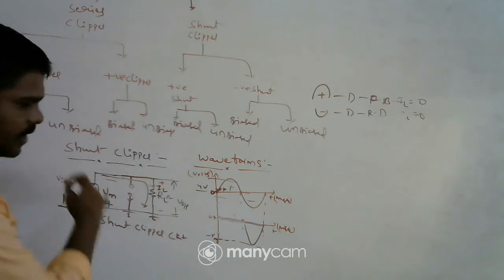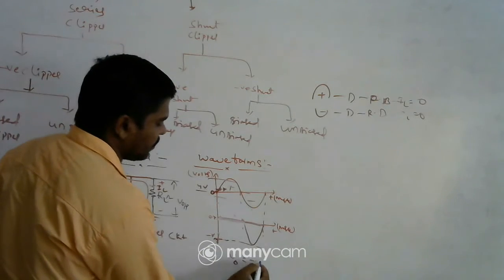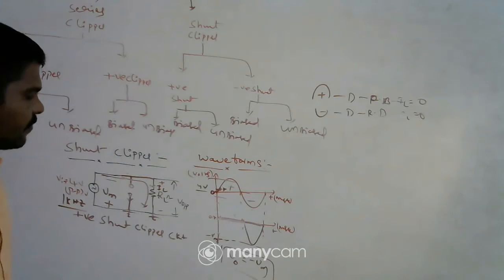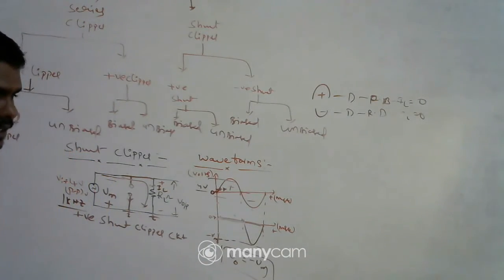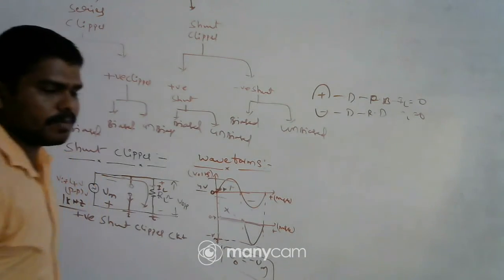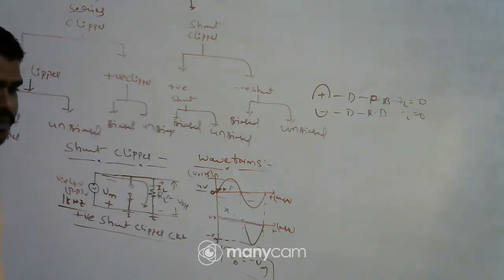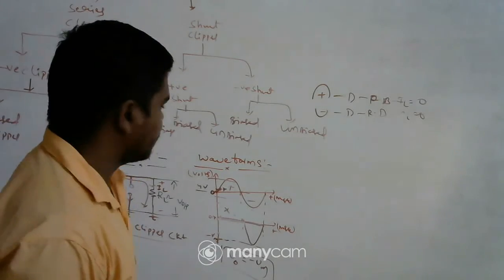Ideally, let us assume the diode is an ideal diode. So now the output voltage Vout is equal to minus Vm. You will get Vout equal to minus Vm at the output side, right? So which part is clipped here? The positive part is clipped, which means we can say this one is a positive shunt clipper circuit.